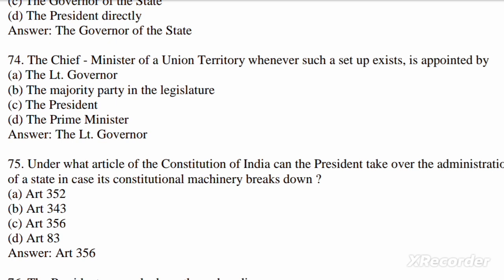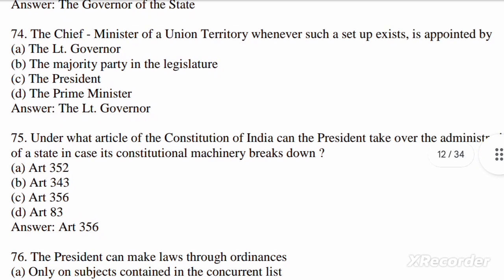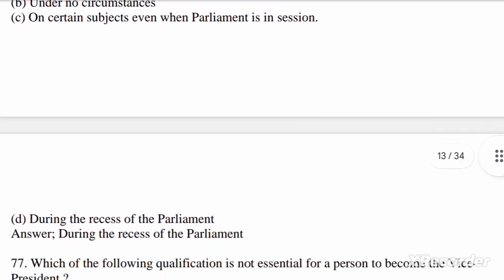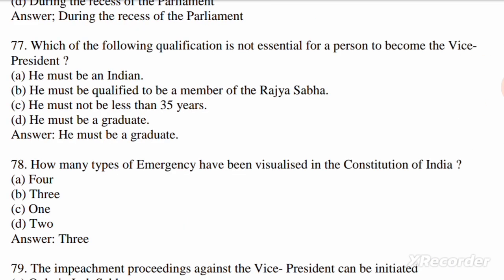75. Under what article of the Constitution of India can the President take over the administration of a state in case its constitutional machinery breaks down? Answer. 356. Article 356. 76. The President can make laws through ordinances during the recess of the Parliament. 77. Which of the following qualification is not essential for a person to become the Vice President? He must be a graduate.